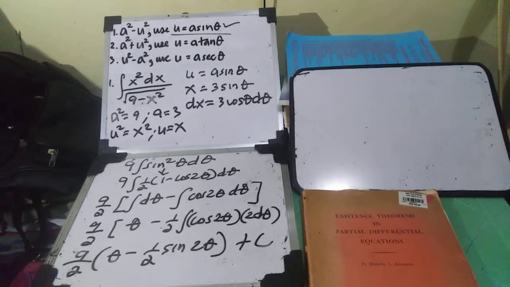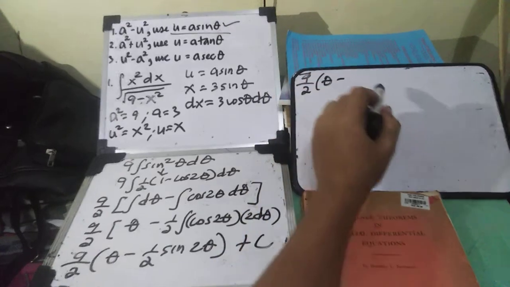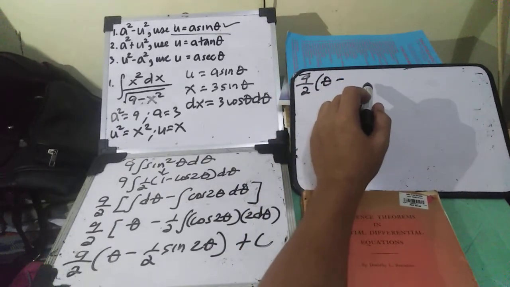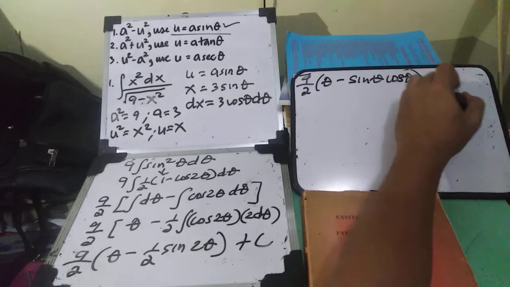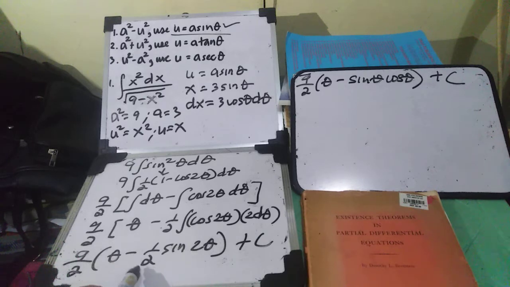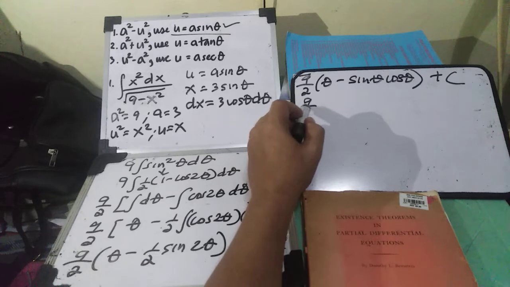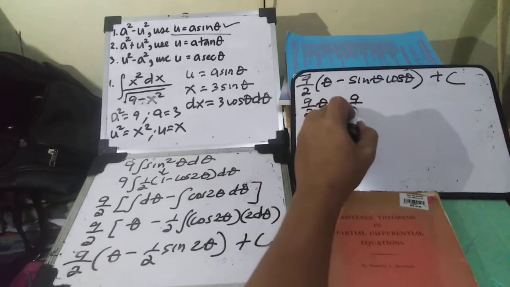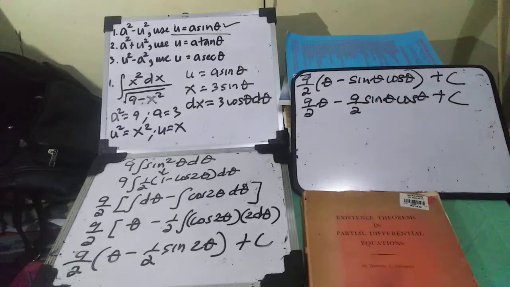Then further simplifying 1/2 sine 2 theta, we have sine theta cosine theta plus c. Remember, the identity of 1/2 sine 2 theta is sine theta cosine theta. Therefore, we have 9/2 theta minus 9/2 sine theta cosine theta plus c.